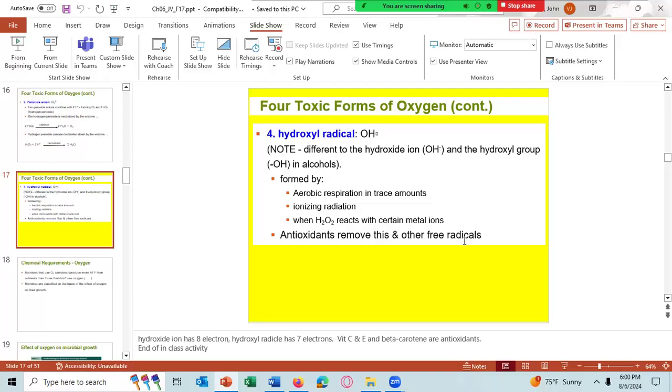All right, so those are the 4 toxic forms of oxygen. All organisms must remove the toxic forms of oxygen if oxygen is around, and these are all intermediates of oxygen metabolism, or these toxic forms of oxygen will kill the cell.